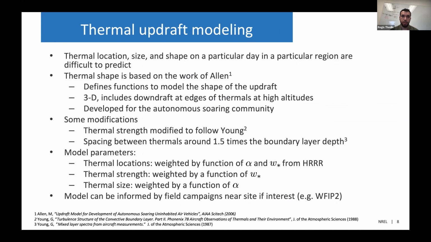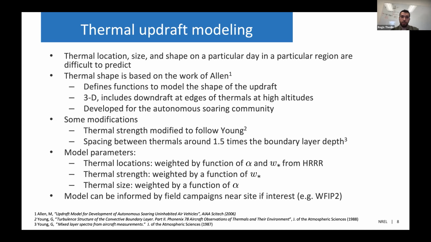We moved forward with the thermal updraft modeling, and that is quite challenging. Any atmospheric scientist will tell you that it's very difficult to predict where a thermal will show up, the size, the shape, strength, how long it's going to live. So we decided to model it stochastically, and we separated thermal shape and thermal strength. The shape we base on the work of Allen, which has shape functions that define what the thermal looks like at different heights.